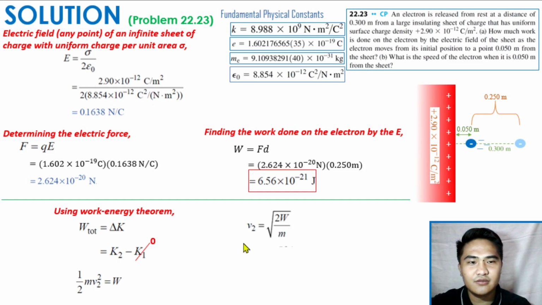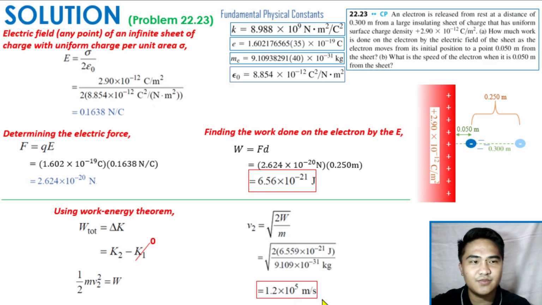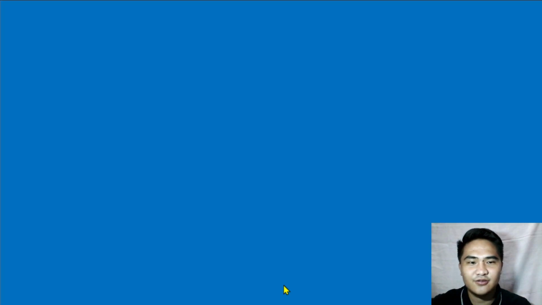Rearranging this equation to get the velocity of the electron, we have v sub 2 is equal to the square root of 2W over m. Substituting the values, we have this work done on the electron by the field and the mass of the electron, giving us 1.2 times 10 to the 5 meter per second. So this is the speed of our electron.